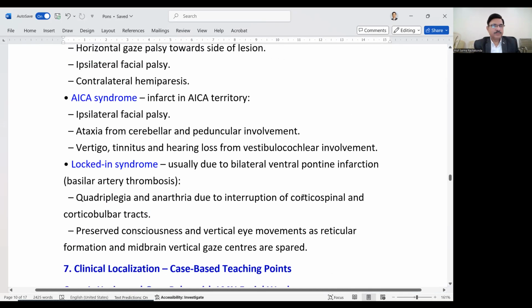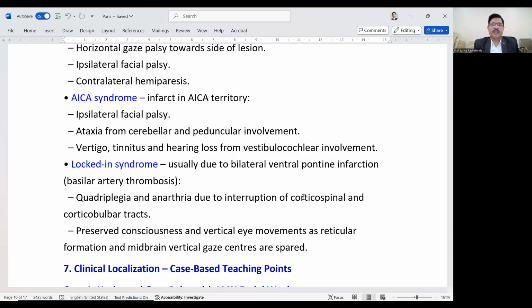Then, anterior inferior cerebellar artery syndrome. AICA syndrome: infarct of the anterior inferior cerebellar artery territory, ipsilateral facial palsy, ataxia from cerebellar and peduncular involvement, vertigo, tinnitus, and hearing loss because of the vestibular involvement.